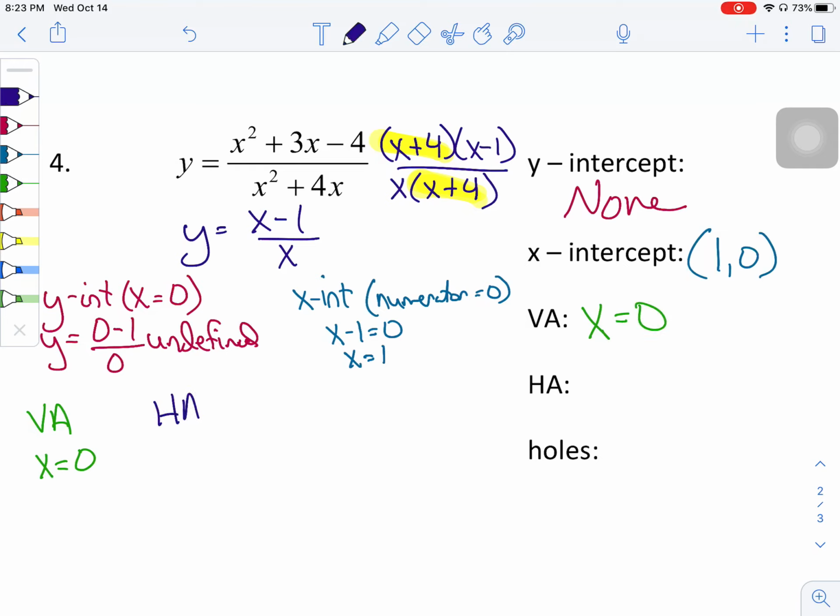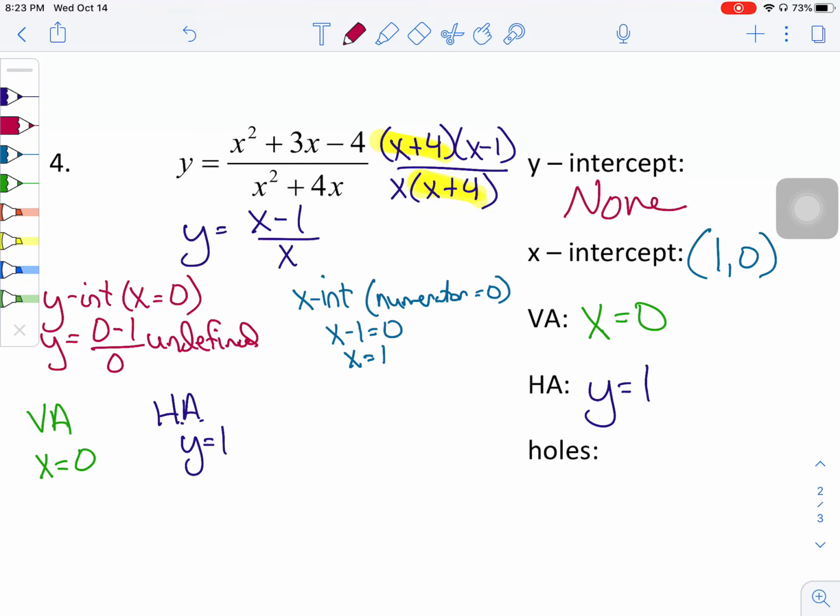Horizontal asymptote, in this case, our degrees match. So x squared, or x and x. Doesn't matter which one you really look at. And all I want to do is divide the coefficients. So there's a 1 here and a 1 here. 1 divided by 1 is going to give me a horizontal asymptote of 1. So y equals 1 there.